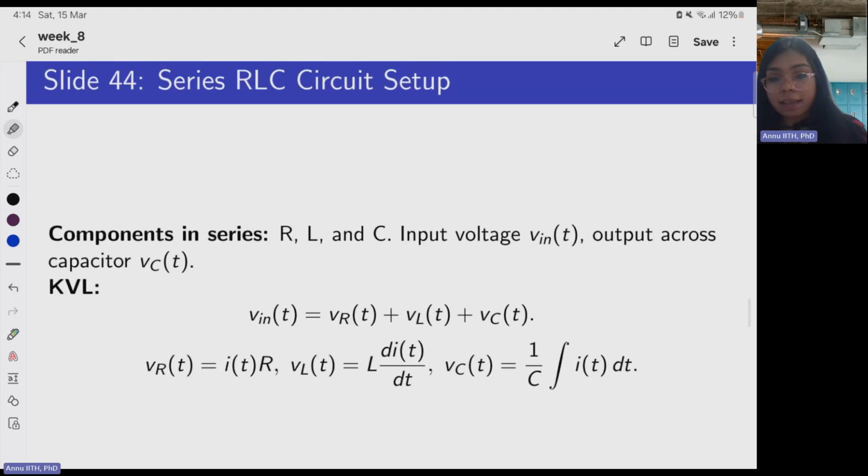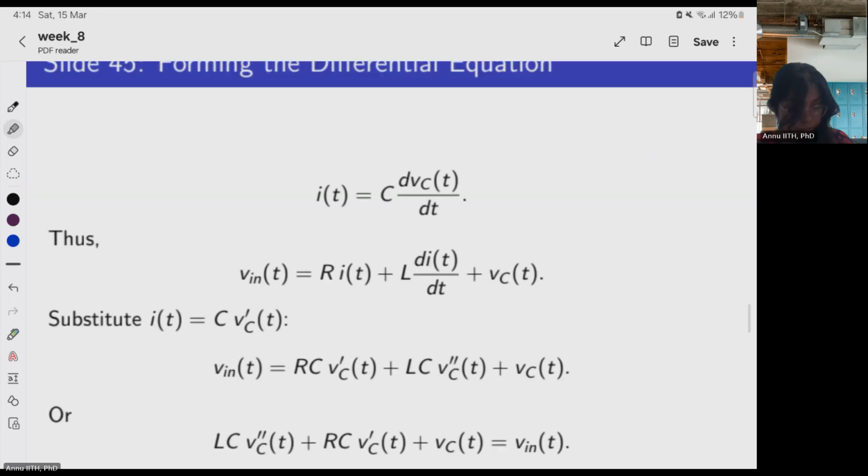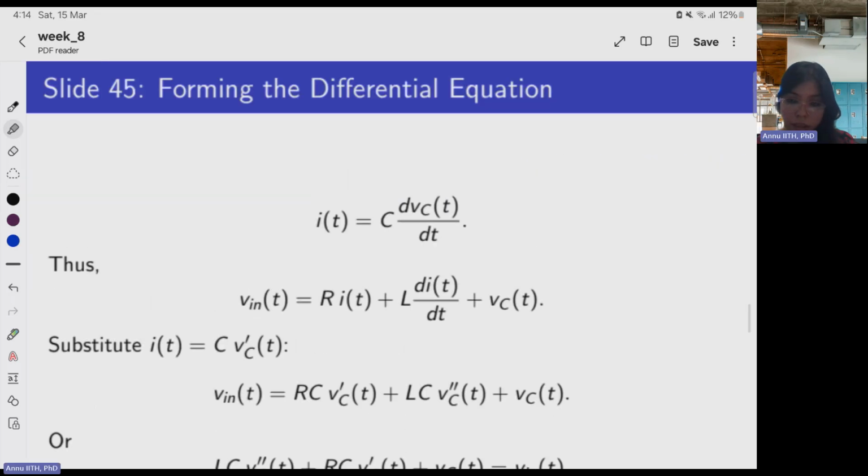The simple series RLC circuit I have told you of several times, so I'm skipping here. You can have just an overview of it if you want. Forming the differential equation.